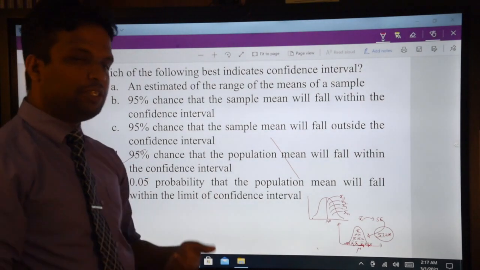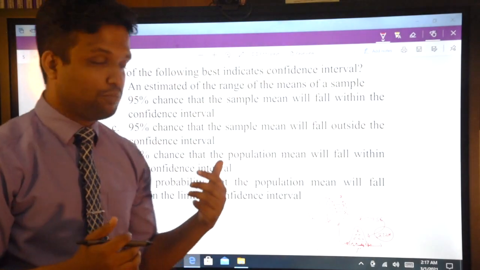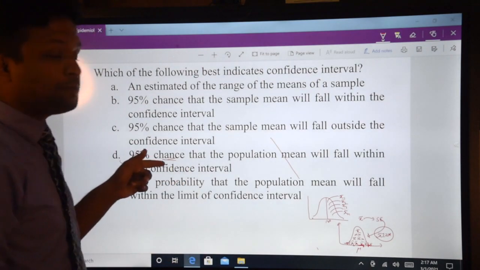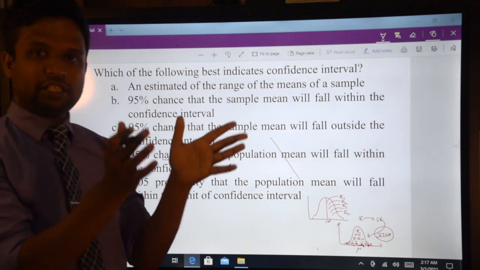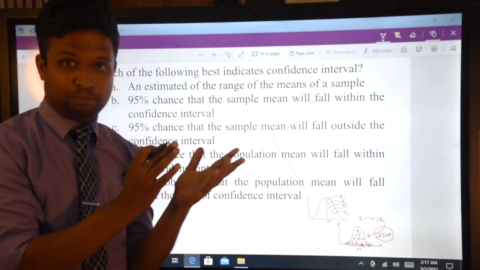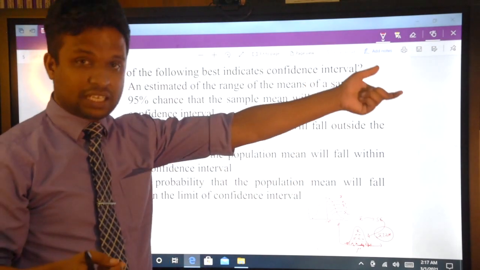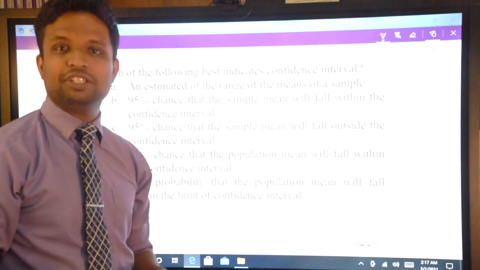Of course, there are problems with the stems because these are the MCQs given by the students to me. Because this chance is not a good word in this particular MCQ. We are telling that it's a 95% probability that the population mean will be there. But even there are problems with this statement. But what I described here is the correct way of describing the confidence interval.